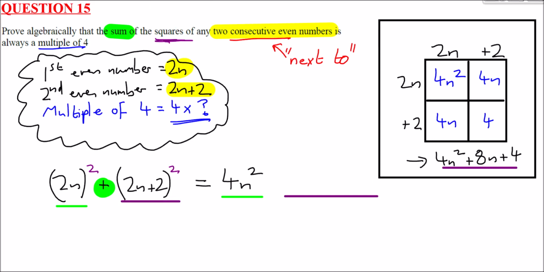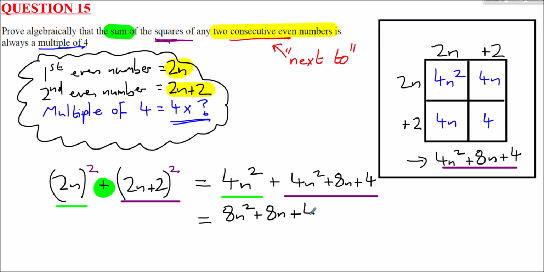So we now have that (2n) all squared plus (2n plus 2) all squared equals 4n squared plus 4n squared plus 8n plus 4. Now, the next thing is to simplify all this. So 4n squared plus 4n squared is 8n squared, 8n and then plus 4.